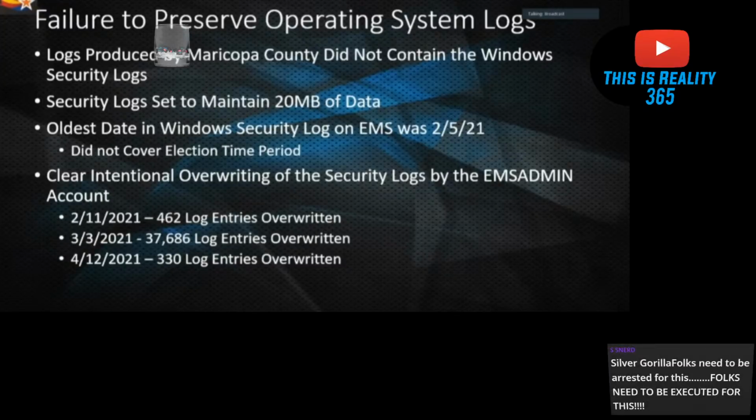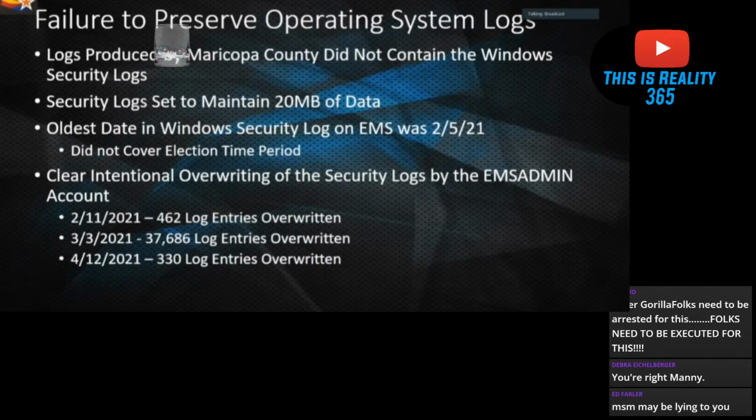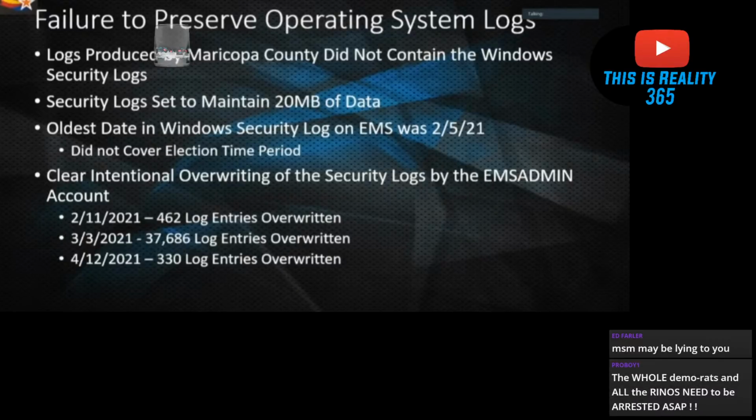On 2/11, 462 log entries were overwritten by this script. On the 3rd of March, 37,686 log entries were overwritten by this same script. On the 12th, which is the day before we received the system, there were 330 log entries overwritten by that script.